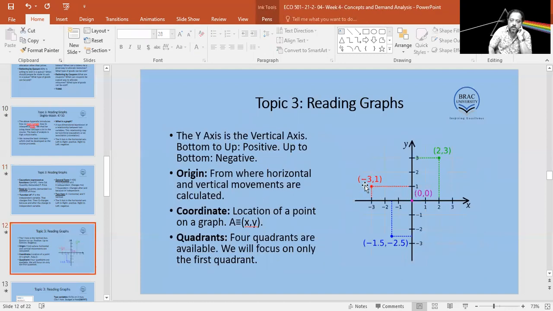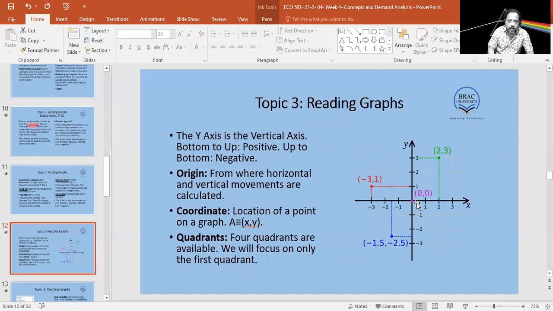The origin is the point of reference from which we make calculations. If we are looking at the horizontal axis, any movement to the right is a positive movement. Any movement to the left on the horizontal axis is a negative movement. This is how we are biologically programmed.